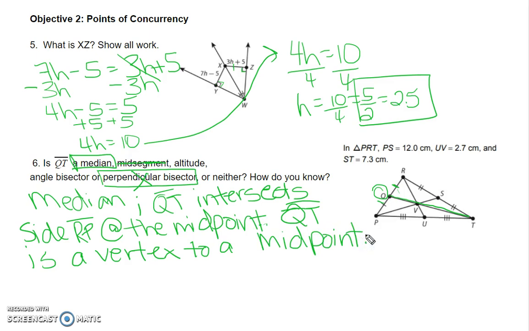Okay, so how do I know? Well, I talked through it. I know it's not a perpendicular bisector because I don't have the 90-degree angle. You could say that. I know that medians and perpendicular bisectors are the only ones that meet at the midpoint. You could say that. So there are lots of different ways you could say it. Okay, now I'm going to go on to problems 7 and 8.